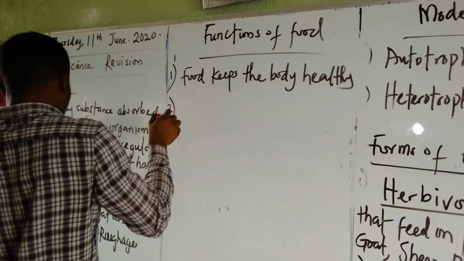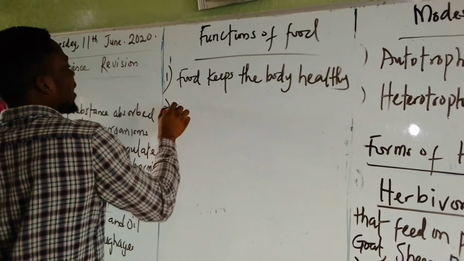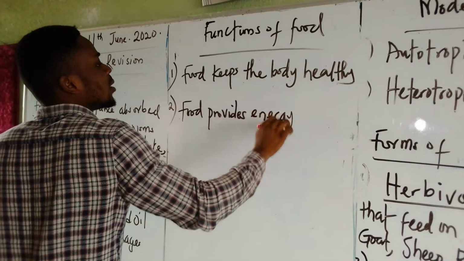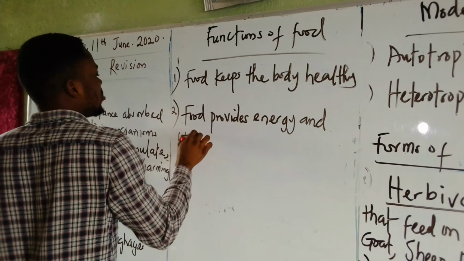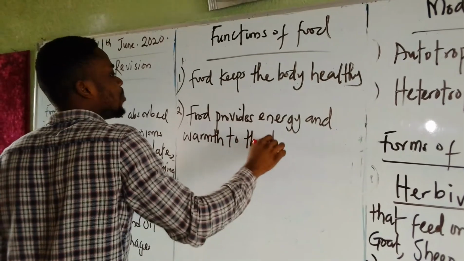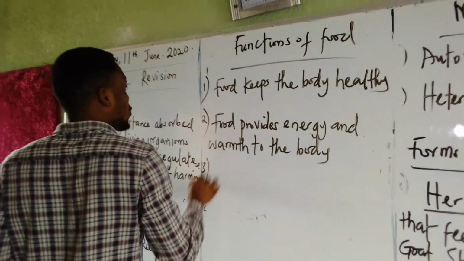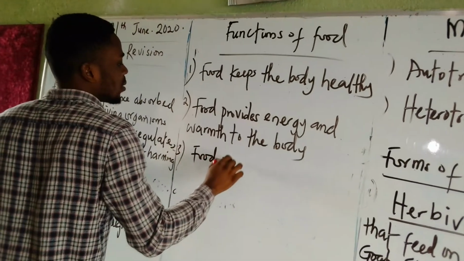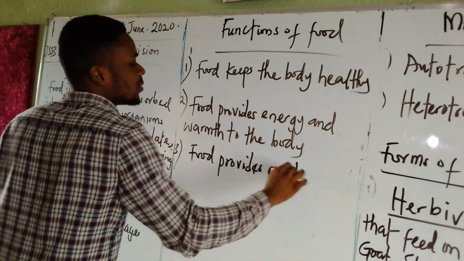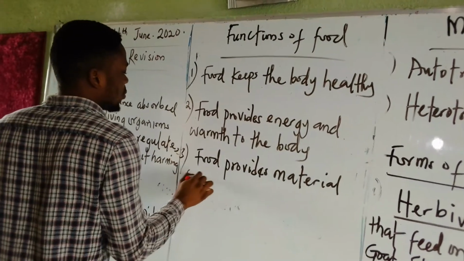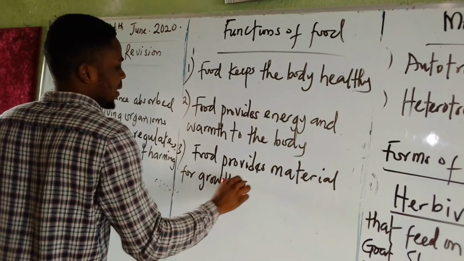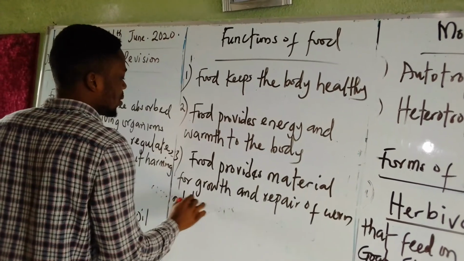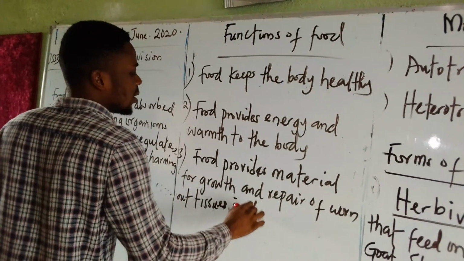Another function of food is that food provides energy and warmth to the body. Another function of food is that food provides material for growth and repair of worn out tissues in the body.